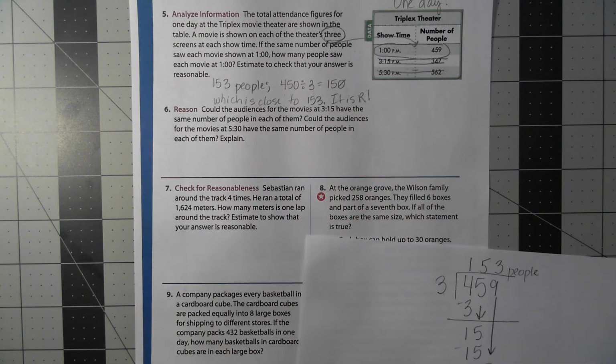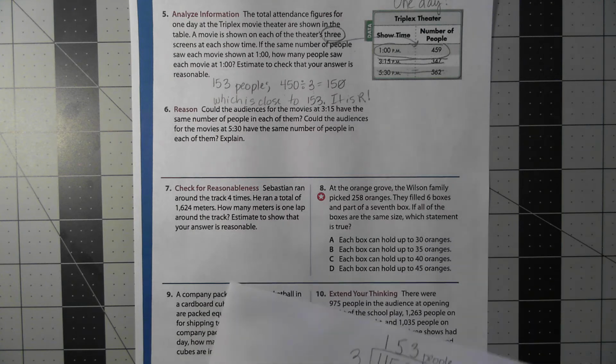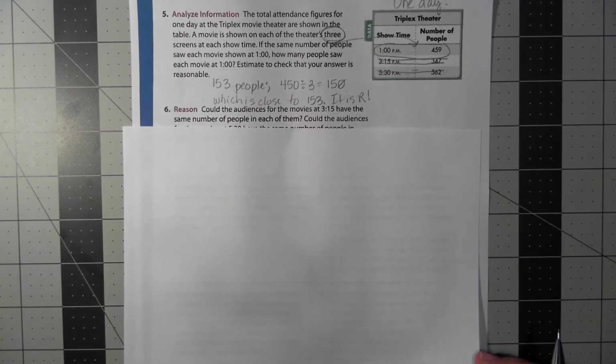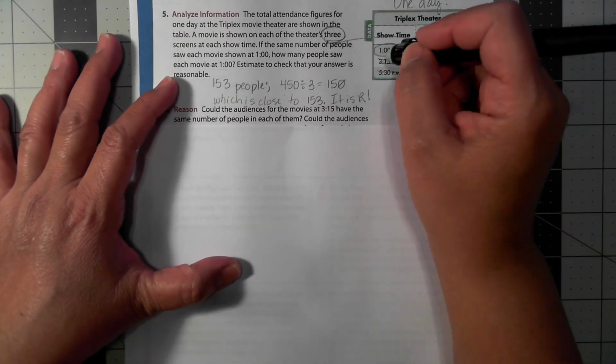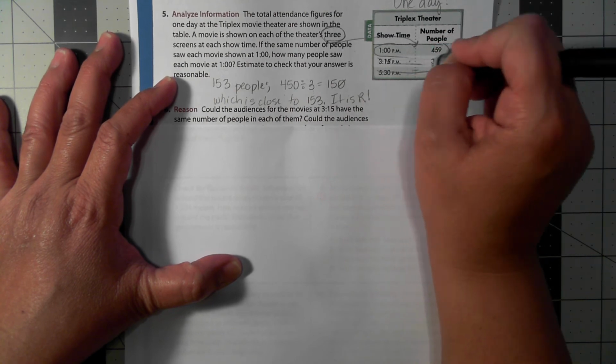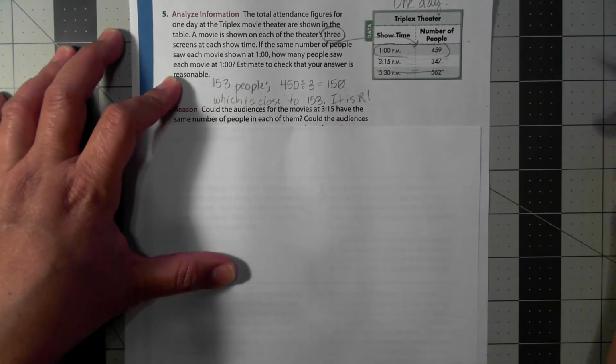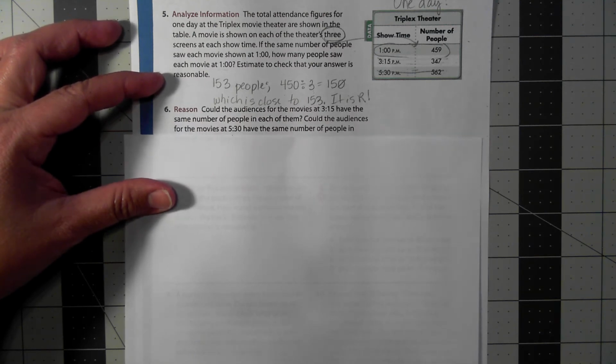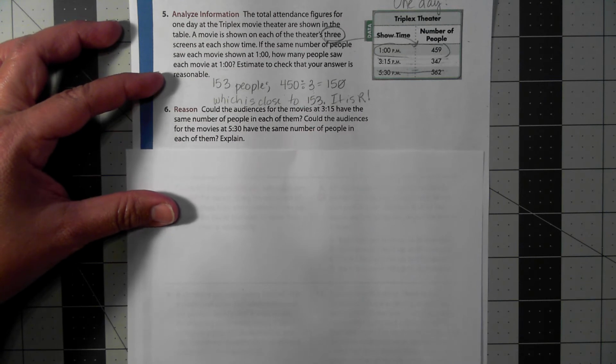Excellent. Now we can take a look at the second half of this. Could the audiences for the movies at 3:15 have the same number of people in each of them? 3:15. So I'm going to erase my scratches that I made to 3:15 so I can really think about this one. Could the audiences have the same number of people in each of them? Could the audiences for the movies at 5:30 have the same number of people in each of them? And our job is to explain. So not only do we get to answer the question, but we have to explain it. So let's take a second look at this.